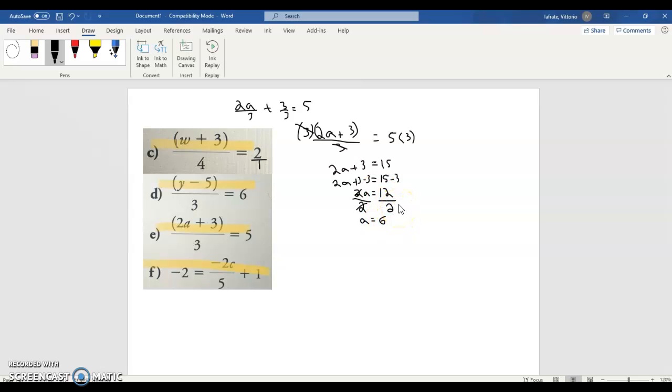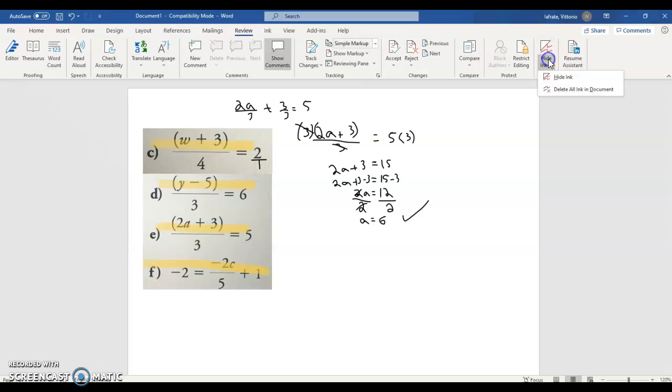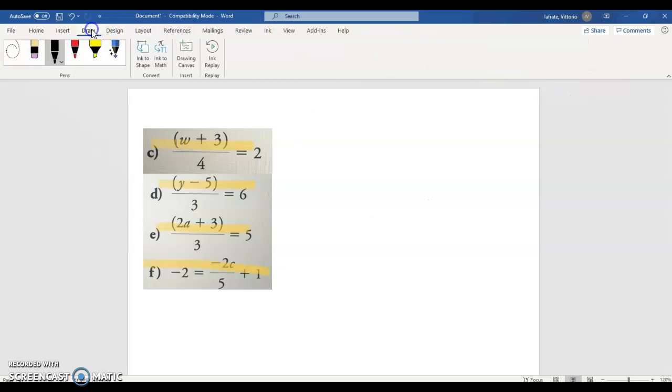So you can do a left side, right side table to check your work, or you can just plug it in quickly by inspection if I didn't ask you to check your work. So 2 times 6 is 12, plus 3, that's 15, divided by 3, that's 5. That means a equals 6 is the correct answer. So now we're going to go and try question F. So let's just erase the ink on the slide here first. Go back to our drawing.